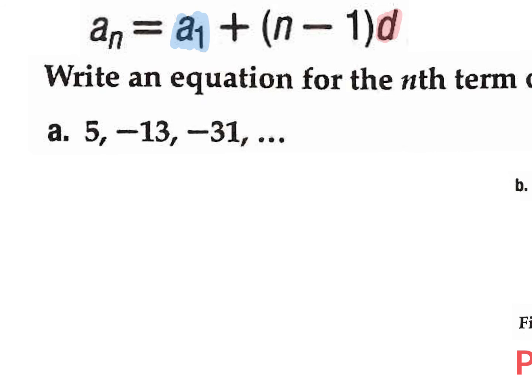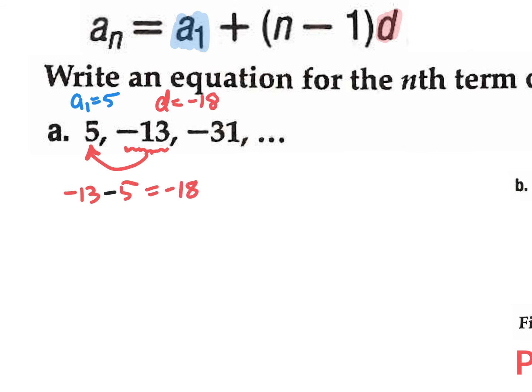So here's the explanation, guys. I know my a sub 1 is the first number on the list. So a sub 1 is actually 5. I know that my common difference is, well, it depends. You got to take a number and subtract the previous number from it. And I always recommend writing it down. Negative 13 minus the 5. Now, what is that? That's negative 18. So the common difference is negative 18.